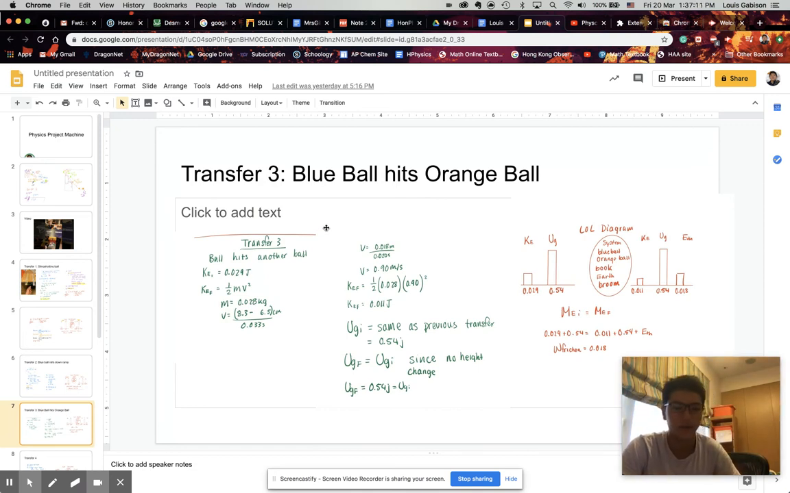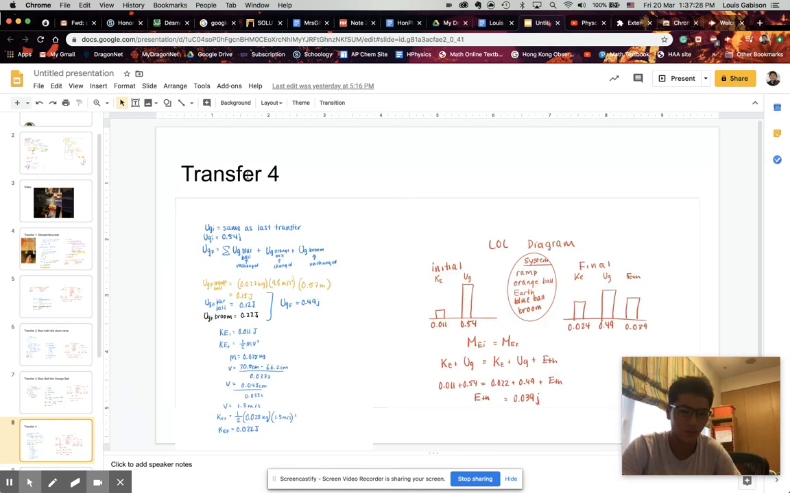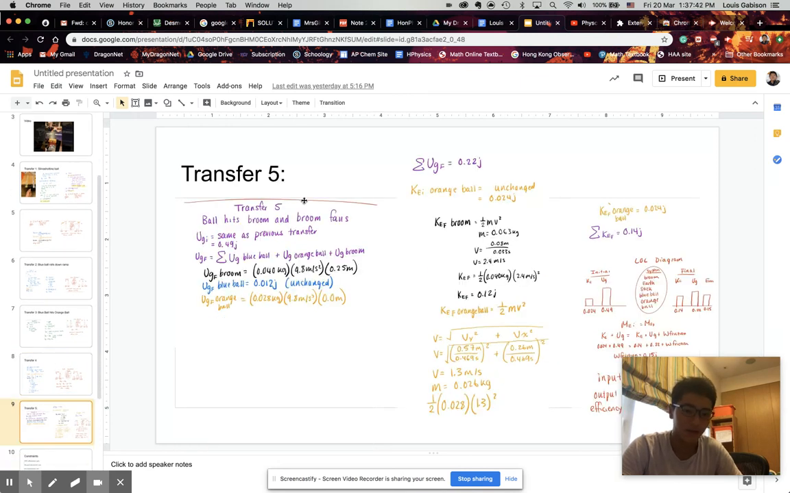Transfer 3 was when the ball hit the orange ball. So again, I used video analysis to find the velocities before and after they hit. This way I could find kinetic energy. And then UG stayed the same here. So there's no really transfer. So W friction was 0.018 joules. Transfer 4 was practically the same as transfer 2 because it was a ball going down a ramp. So I'm not really going to go into how I calculated that, but here are the calculations. Friction was 0.039 joules.